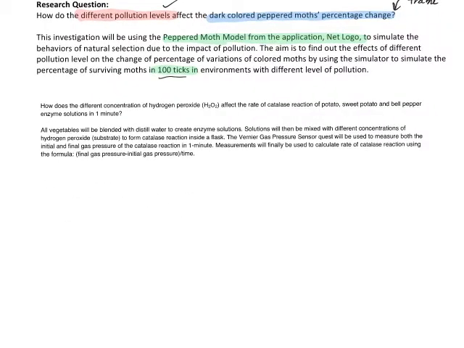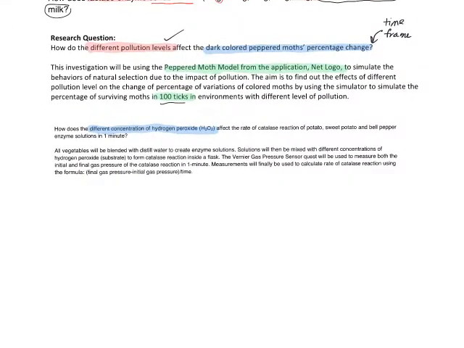Okay, how does different concentrations of hydrogen peroxide, there's your independent variable, affect the rate? Let me switch colors. I'm trying to stay at least somewhat consistent. So this is pink. And then affect the rate of catalase reaction. So there's your dependent variable. And I like that they're being nice and specific. They're telling us the specific organisms they're looking at, and they're looking at the time frame of 1 minute. And then they give us a little bit more information, the piece of equipment they're using, even the formula that they're going to use. That's very nice and specific.